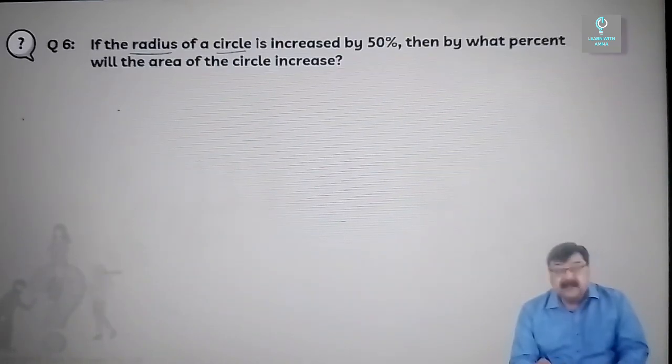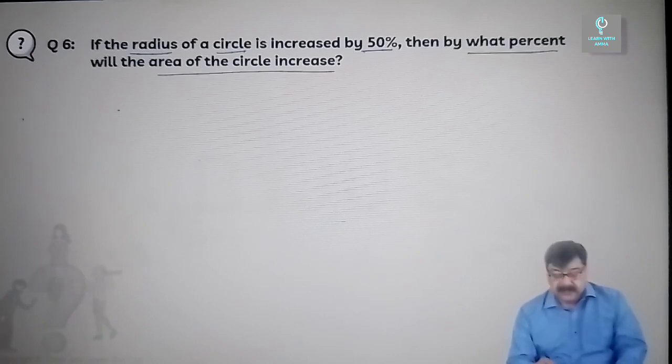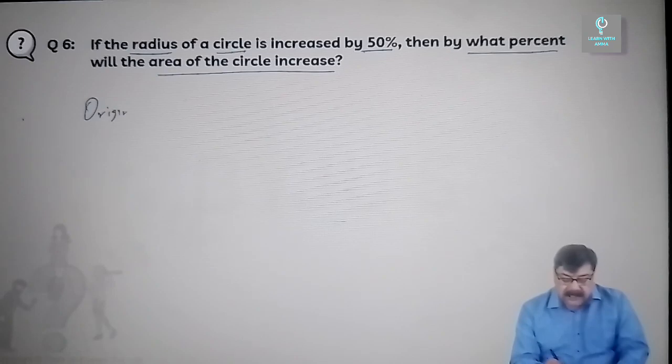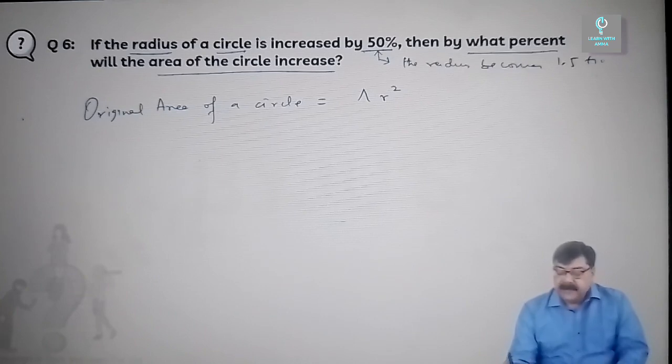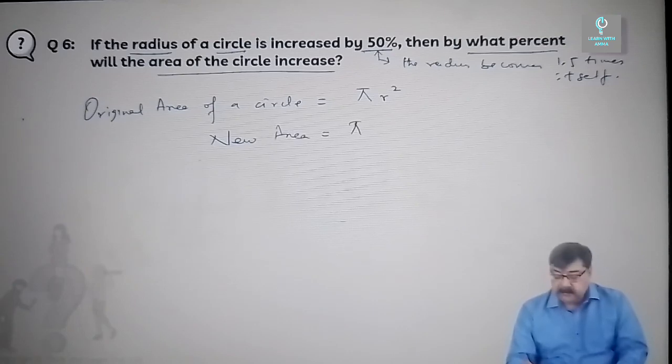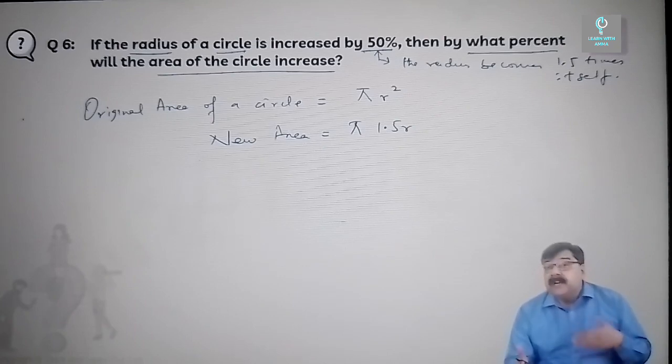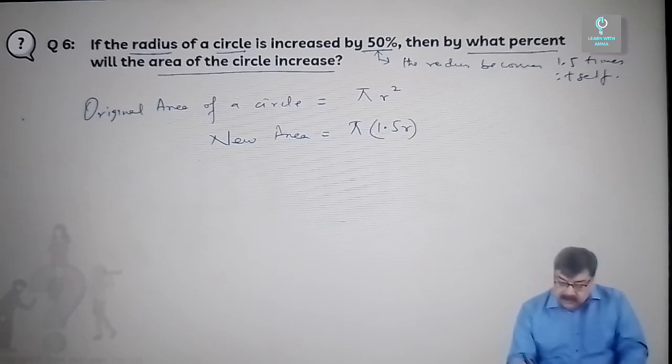If the radius of a circle is increased by 50%, then by what percent will the area of the circle increase? Now, what is the original area of a circle? This we know is pi r square. Now, radius we are increasing by 50%, which means the radius becomes 1.5 times itself. So, the new area shall become pi times 1.5 r. Now, this is the new radius. The new radius is 1.5 times itself because there is a 50% increase. So, this shall become square.